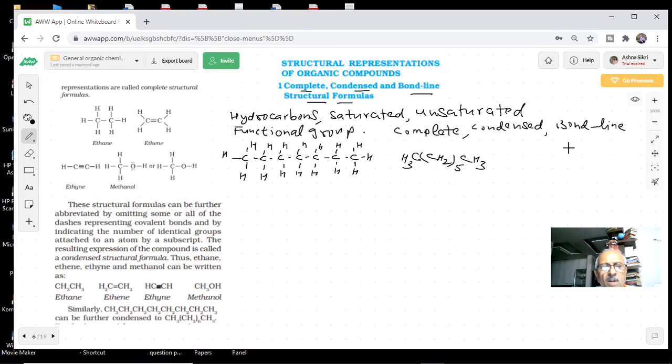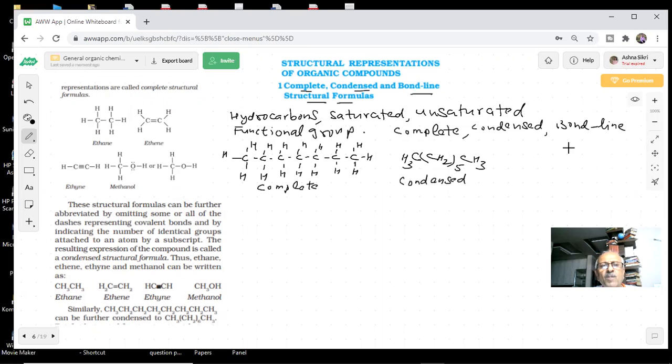Did I do it right, or is there some mistake? Check it out. Right, sir. So this was my complete form, and this is my condensed form.